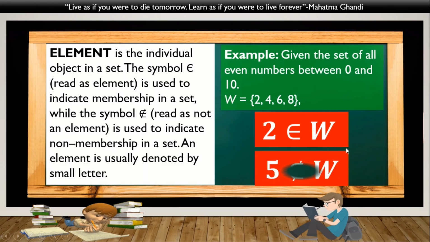Okay, another statement. 5 is not an element of W. Is this true or false? Tama ba na si 5 ay hindi element ni W? Let us go back again to set W. Hanapin natin si 5. Meron ba o wala? Wala rito si 5. Bakit? Dahil si set W ay mga even numbers lang, between 0 and 10. Si 5 ay isang odd number. Therefore, this statement, 5 is not an element of W, is correct.